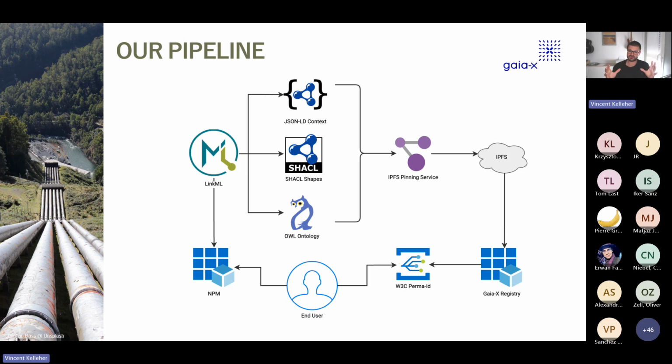Then the Gaia X registry is going to collect the data on IPFS, the InterPlanetary File System, for those who don't know about it. And then the registry is going to expose everything as a REST API. That REST API is going to be redirected with the W3C Perma ID project, which is massively used in ontology, context, and all RDF related projects.